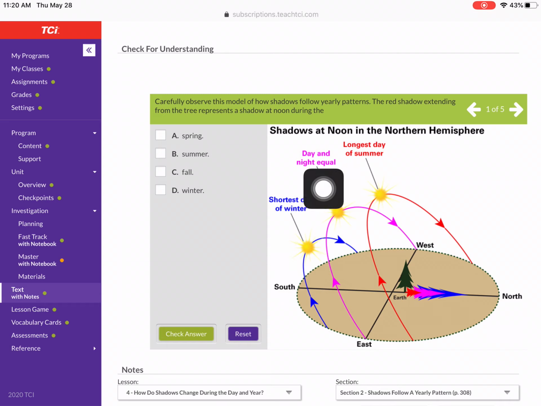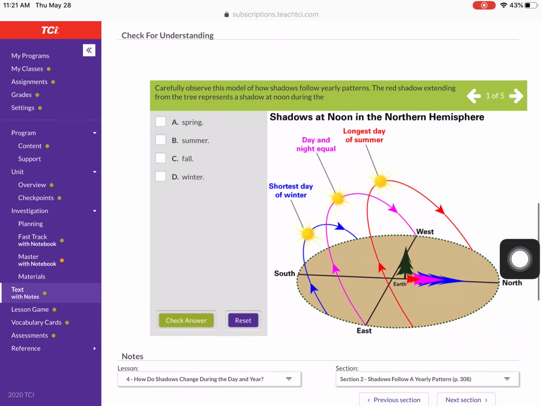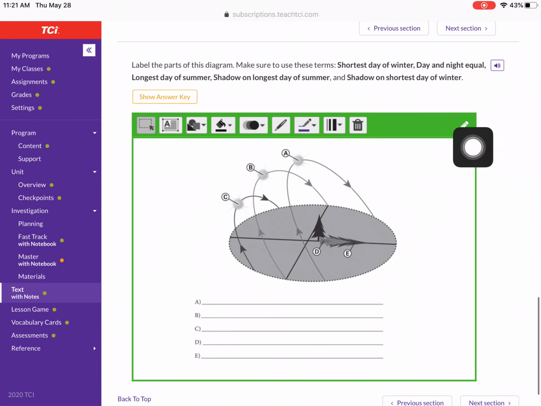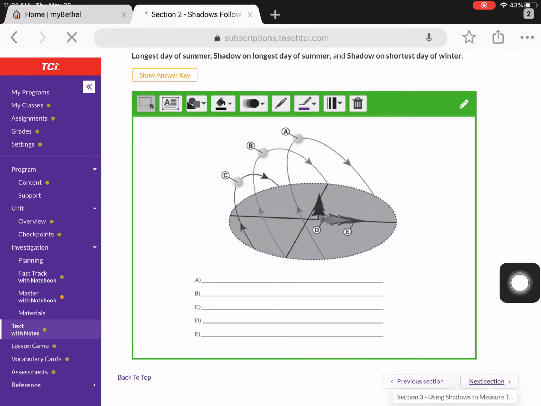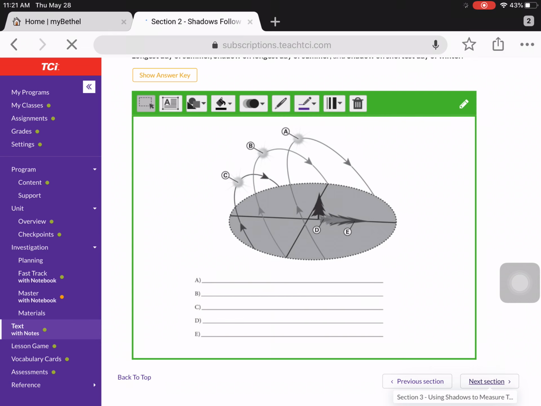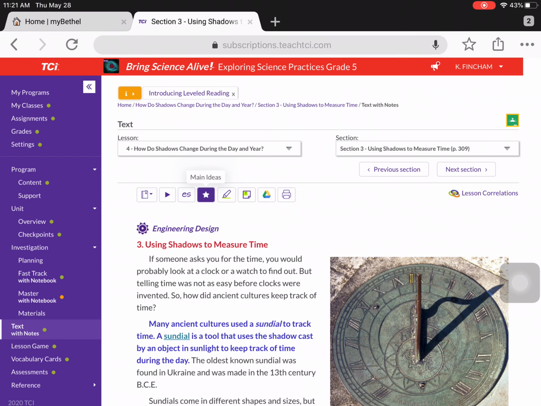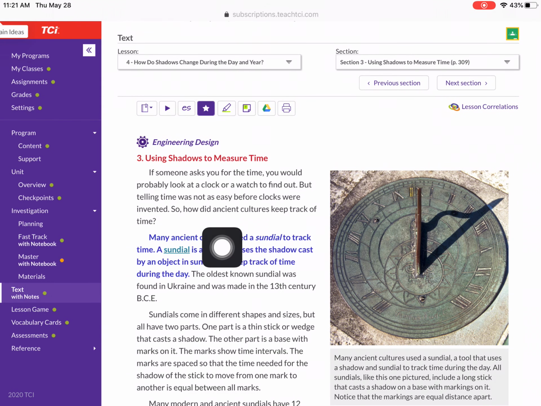Now, day and night equal. So here's the pink line, and then notice the pink shadow. The higher up you get in the sky, the shorter the shadow. So the red line, the longest day of summer, it's the highest in the sky, shortest shadow. And there are 5 questions here for you guys to do to check your understanding. And here is where you will label different parts of the diagram. Go on to the next page here. Page 309. Click that main ideas tab.